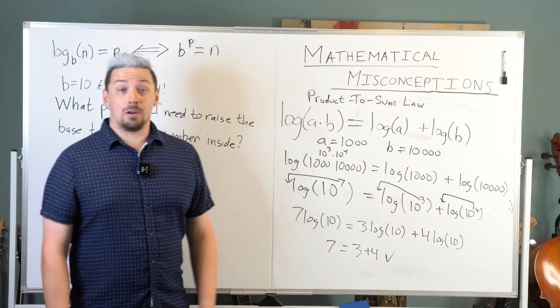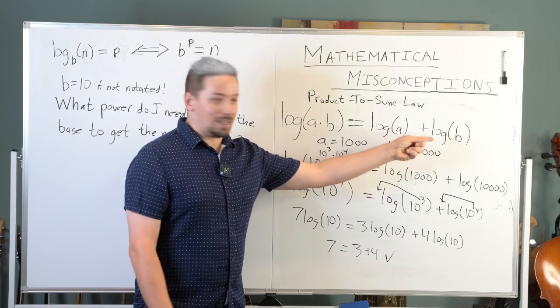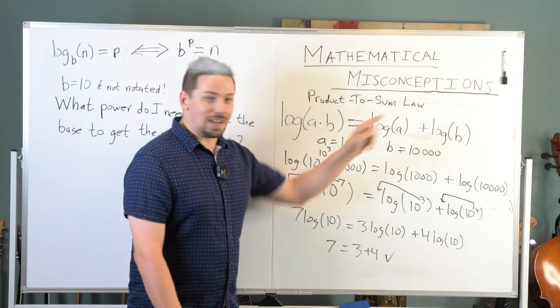All right, guys, that was mathematical misconceptions with taking the log of a plus b and rewriting it like this. You can't do that. It has to be the product. And then, of course, when you have the quotient, you're going to have the difference rule.